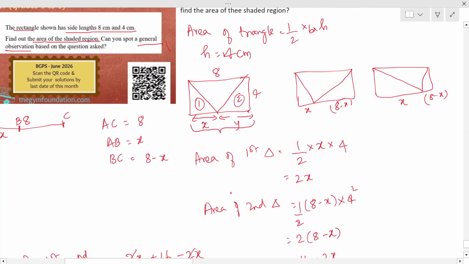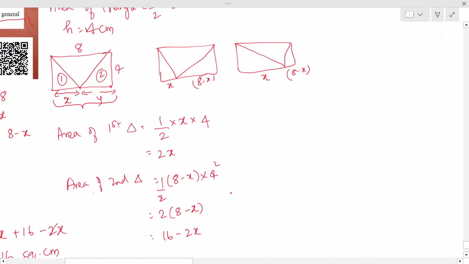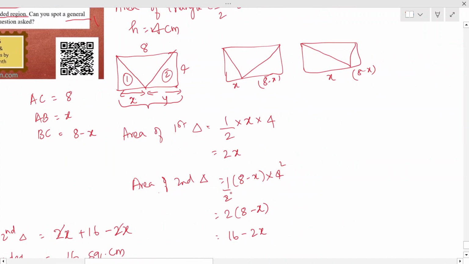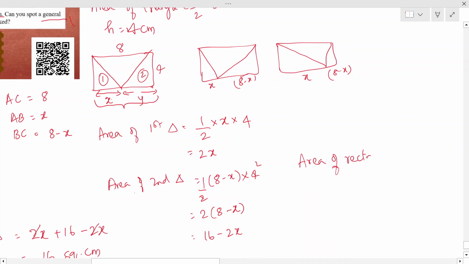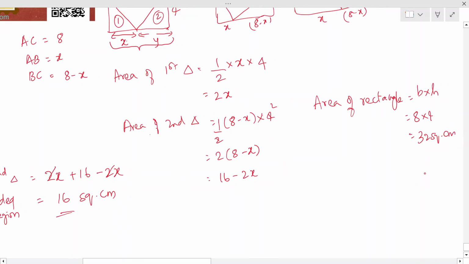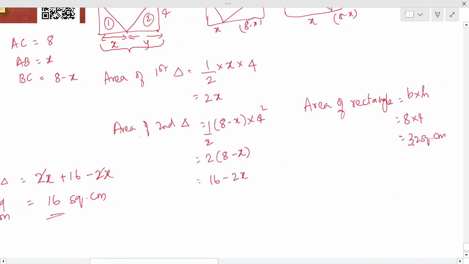Another interesting observation you can spot is the area of the rectangle itself. The area of the rectangle is base times height, which is 8 times 4, and that is 32 square centimeter. As you can see, the area of the shaded region is related to the area of the rectangle: it is half of it, 16 square centimeter.